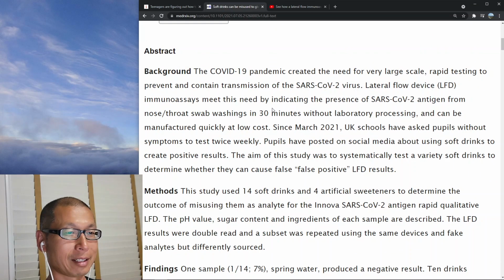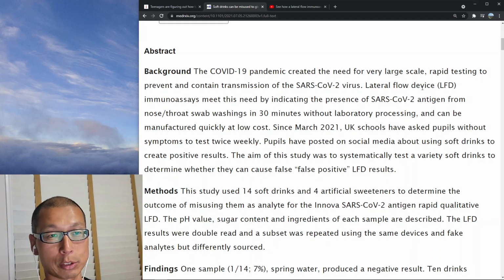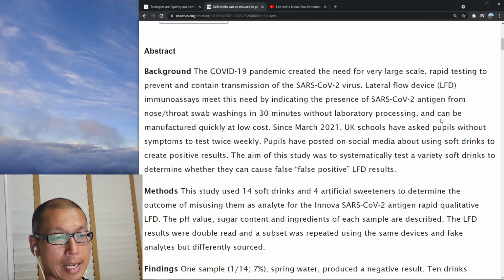So what they did here is they got a lateral flow device, and those are tests that they are using in the UK to screen children for COVID-19. And you have to remember that there's several different kinds of COVID tests. The most common is the PCR test, and that's the one where they use a PCR machine to amplify the genomic sequences of the viruses that they find in the nasal swabs. And those are kind of the gold standard.